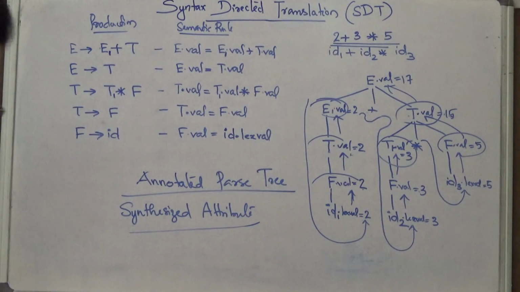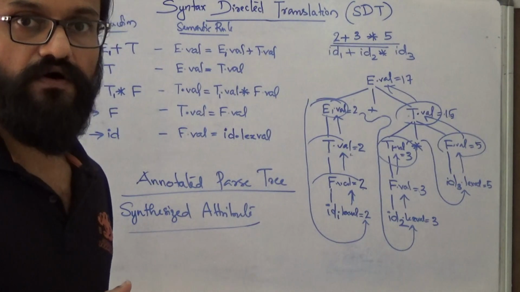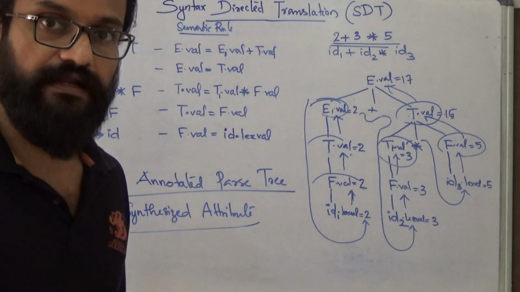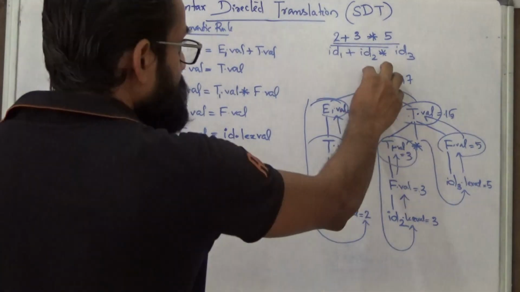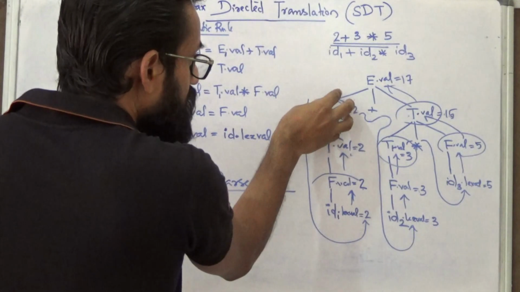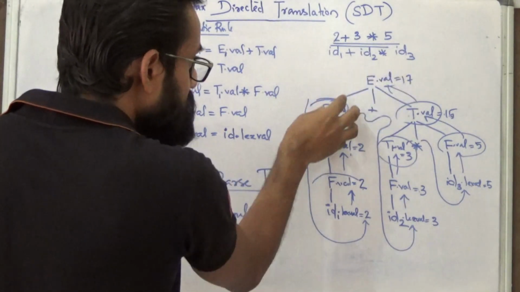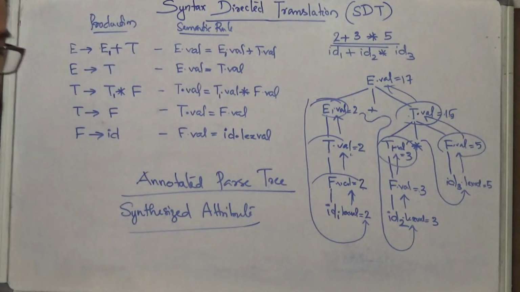That is, the attribute values which depend on the children are termed as synthesized attributes. If you consider this particular attribute E.val, its value is computed based on, or depends on, the value at its children. So such an attribute is termed as synthesized attribute.